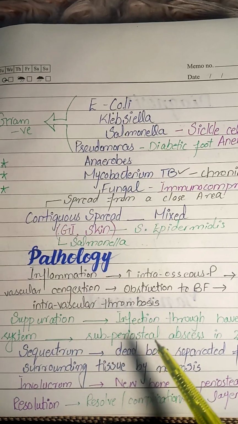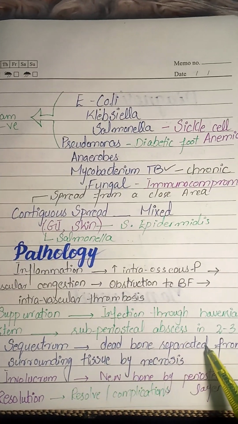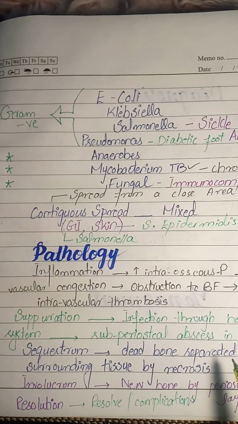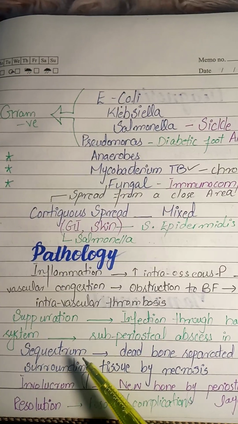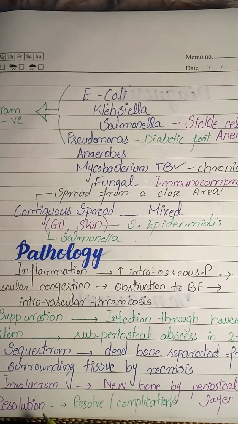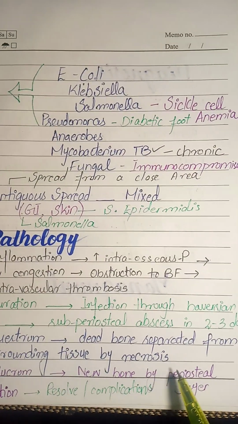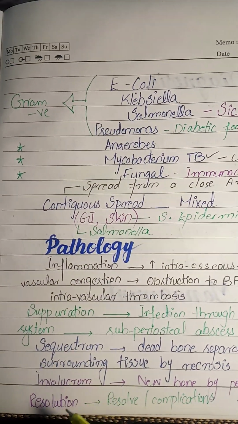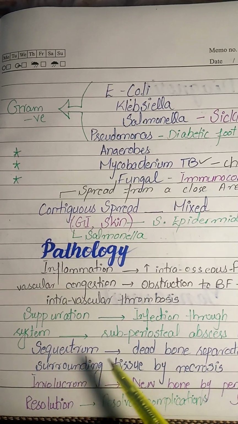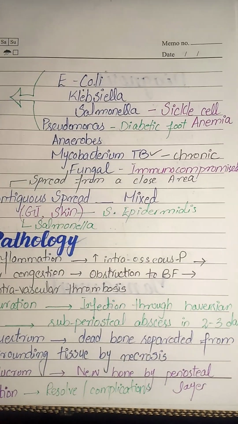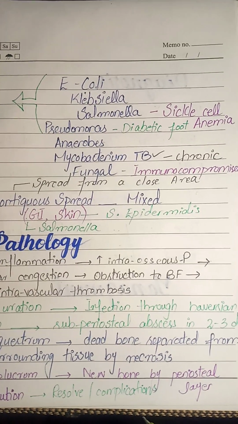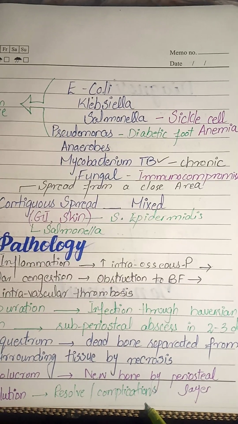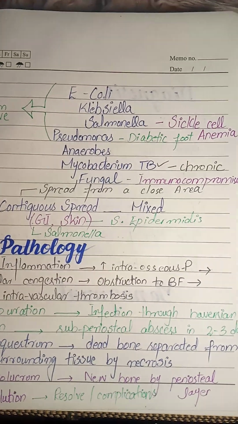Sequestrum, as I have mentioned earlier, is the formation of dead bone, and that dead bone is separated from the surrounding tissue by necrosis, and periosteal layer surrounding that sequestrum will cause a new bone formation, and that new bone is called involucrum. After sequestrum or involucrum, the last stage is resolution. In resolution, this infection will get completely resolved by antibiotics, or it can result in formation of complications, for example, chronic osteomyelitis.